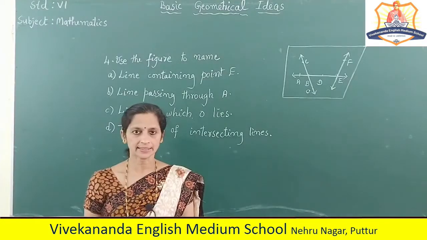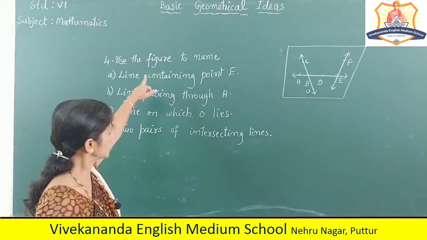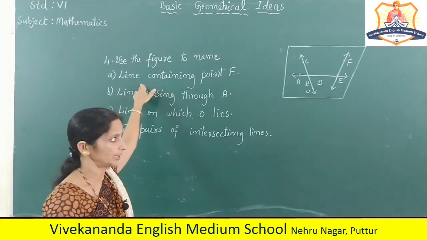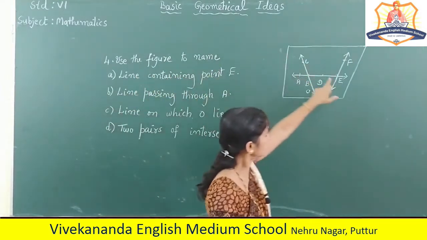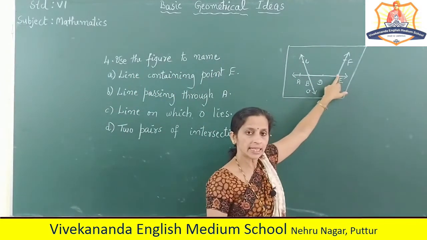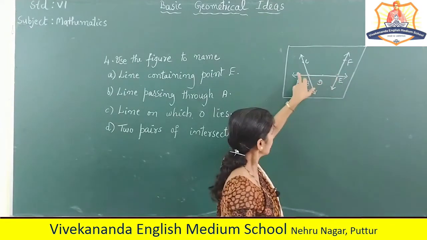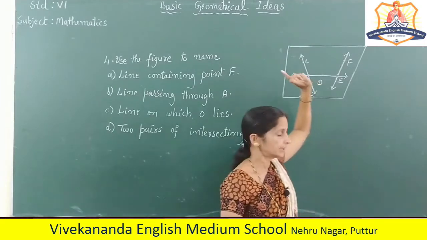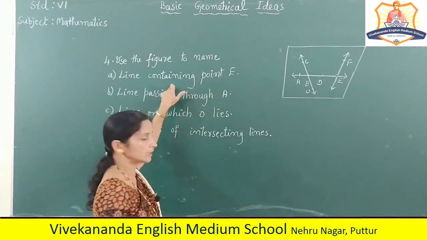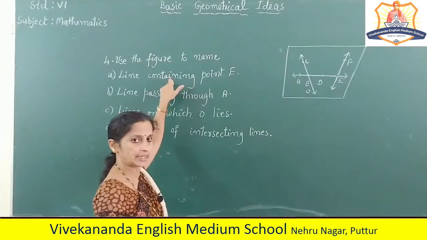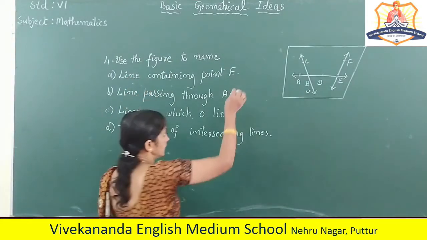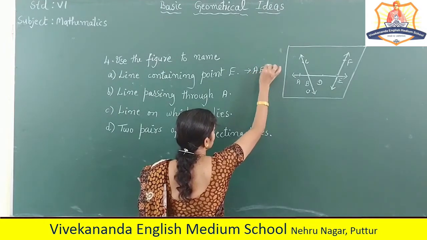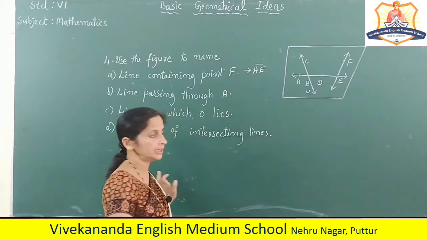Now we answer another question. See here, use the figure to name first, one line containing point E. Here this is the point E. So which are the lines which contain point E? One is AE and another one is EF. They asked us to write one line which contains point E, so we write the answer: AE is the line containing point E.